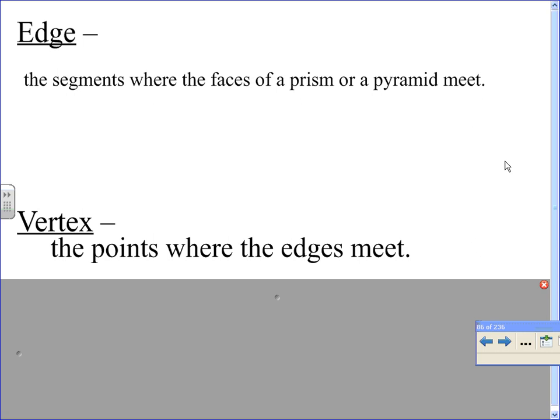Let's get some more of these out. So vertex is anything where the points are. It's just the vertices where the edges meet. So here, here, here, here, etc. Okay.